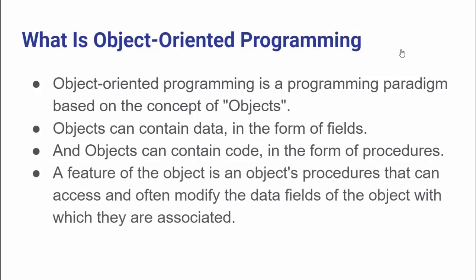A feature of the object is that an object's procedure can access and often modify the data fields of the object with which they are associated. Now let's see a real-world example of object-oriented programming. Let's assume we have some objects in the form of smartphones. So let's say these are our objects, and these objects will have some properties. Properties like color, internal storage, RAM, and screen size. So these are properties. It means these are variables.